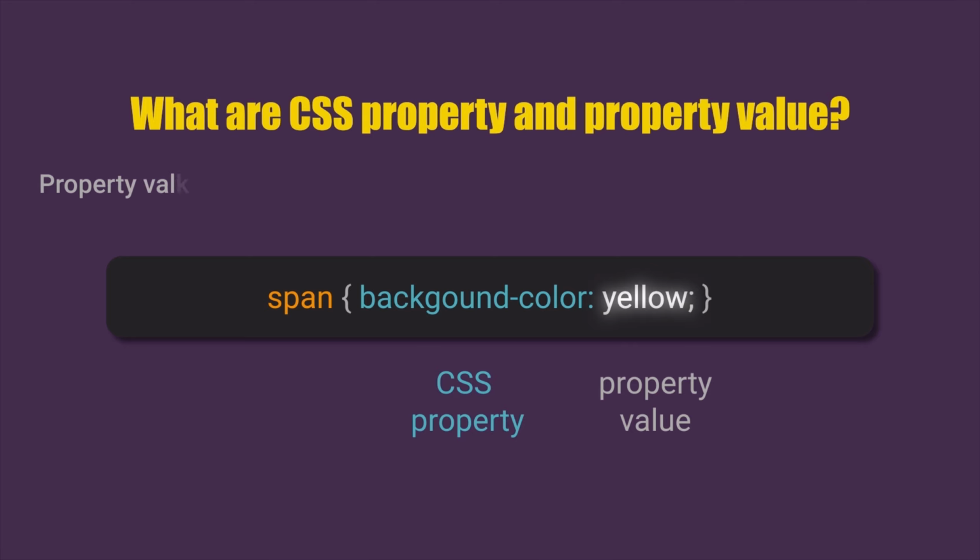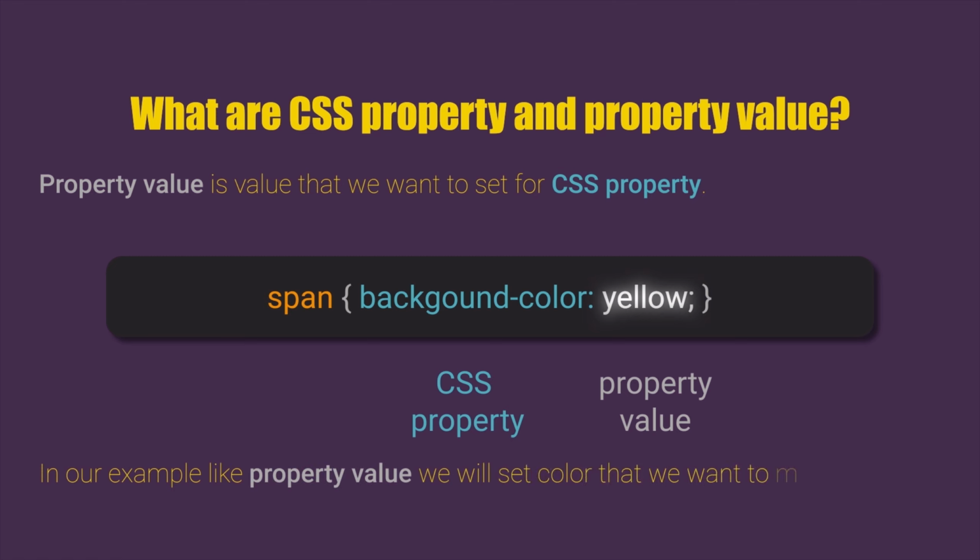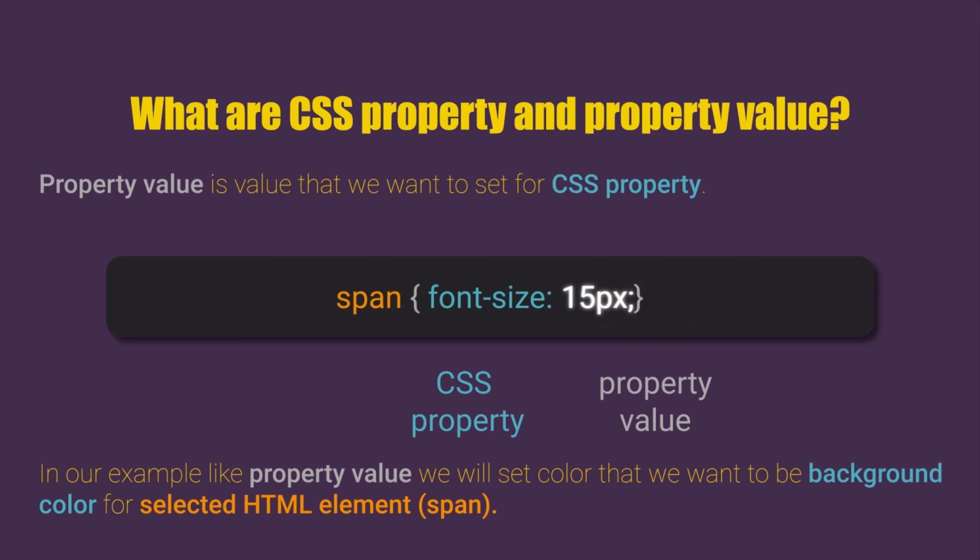So property value is value that we want to set for our property. So in our example, like property value, we will set color that we want to set like background color. Or in our previous example, we want to set font size. So property value represents size of font that we want.